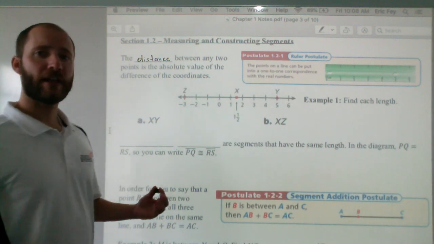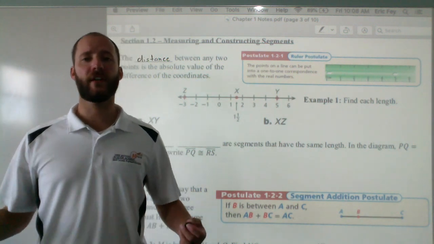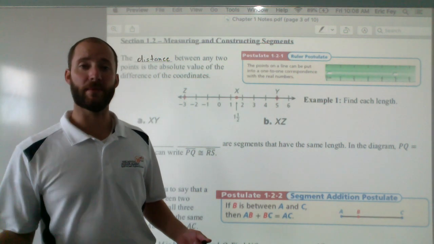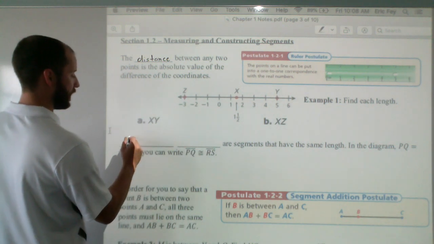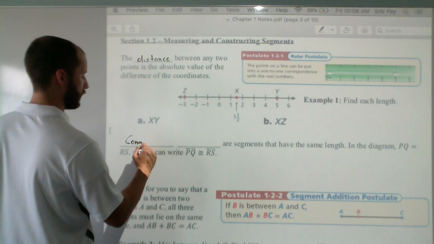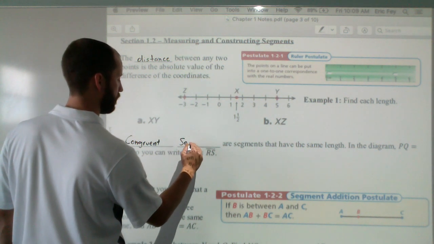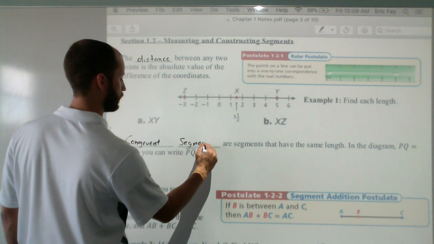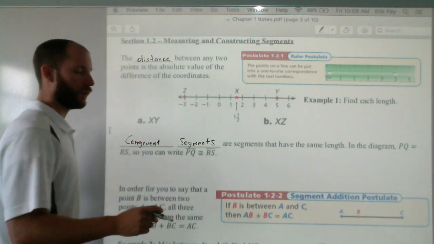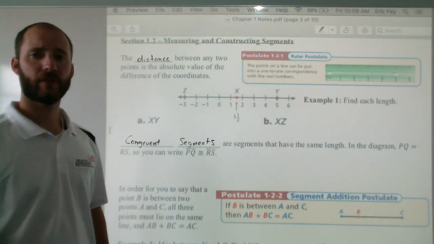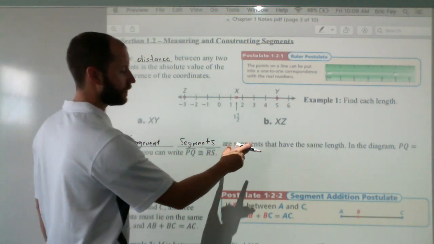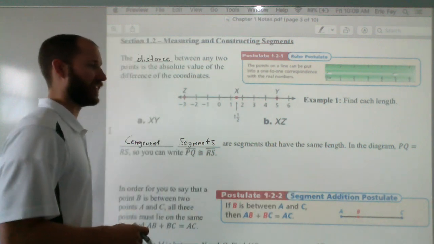So when you are measuring segments, eventually you're going to come across some segments that have the same measure. And we have a specific word in geometry for those. Those are called congruent segments. They're segments that have the same length.